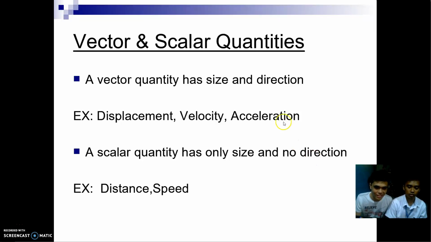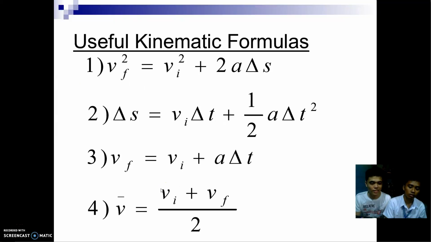So, vector and scalar quantities. A vector quantity has size and direction. Examples are displacement, velocity, and acceleration. A scalar quantity has only size and no direction. Examples are distance and speed. Here are some formulas that you should take down notes on. That's all for free fall motion, and let's move to the next topic, which is projectile motion.